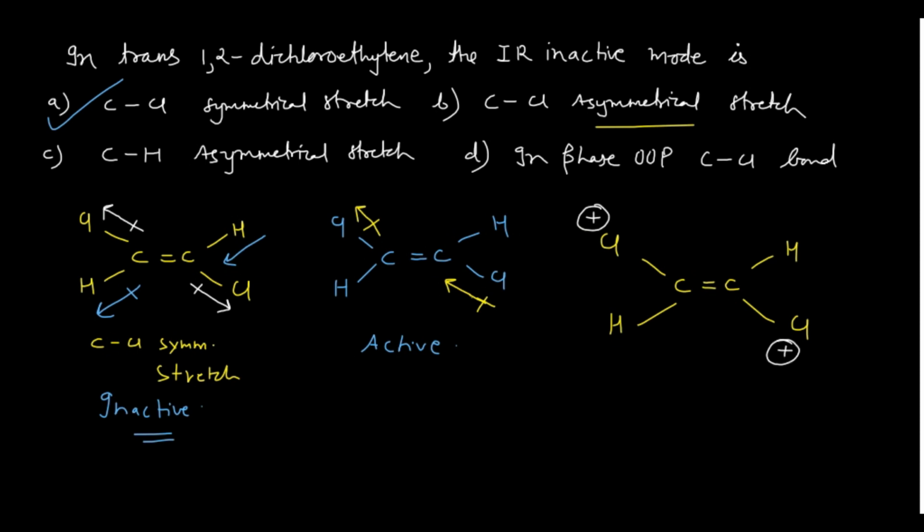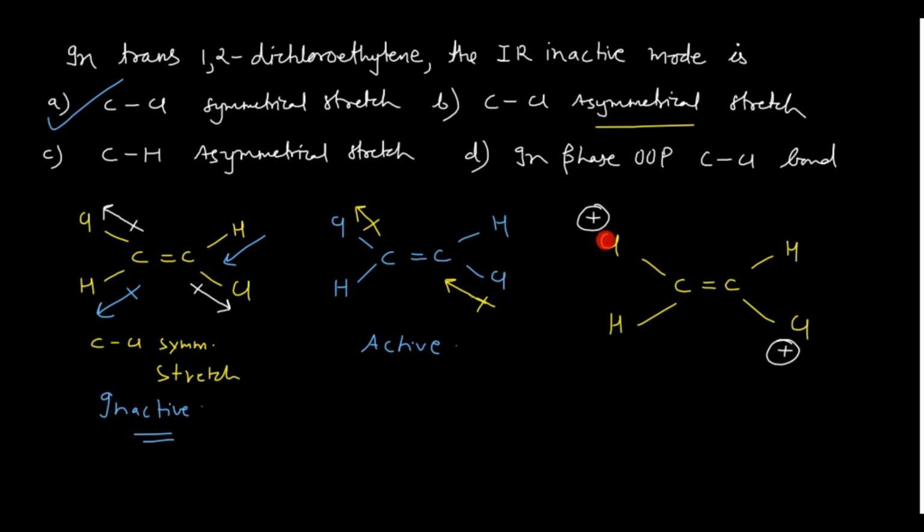So what these two plus signs are indicating is that this bond is coming out of the plane, as well as this bond is also coming out of the plane. Okay, so both are actually in phase. In phase, that means this will come up and this will also come up. Or you can put negative here, it can go down or it can go down.